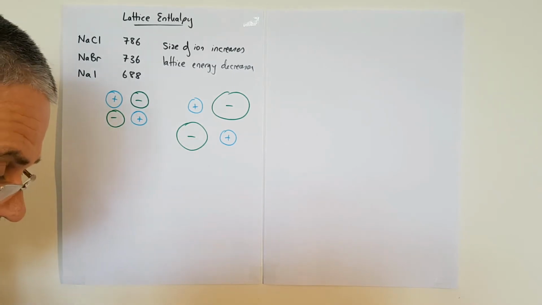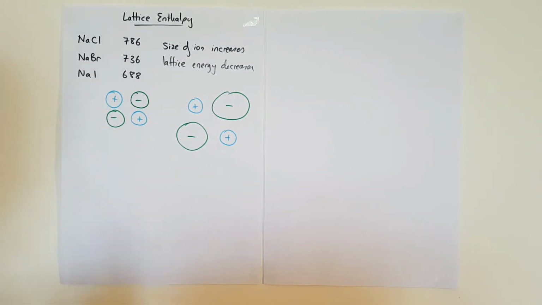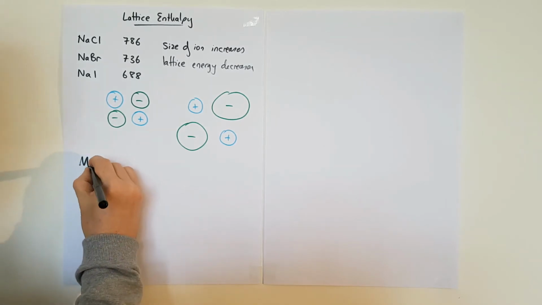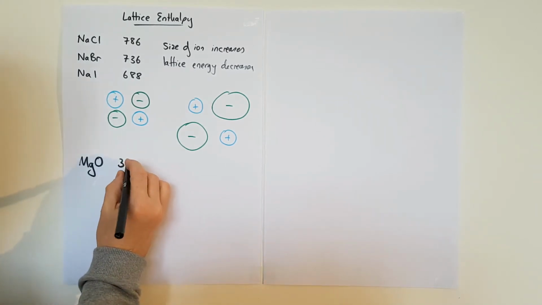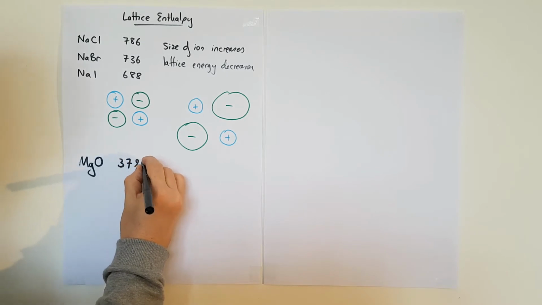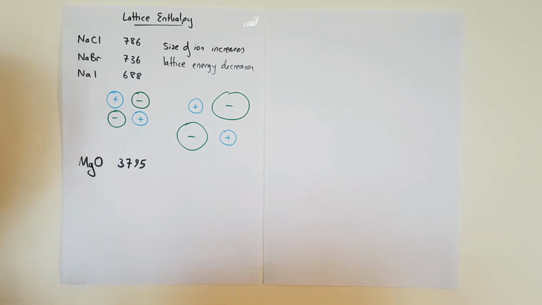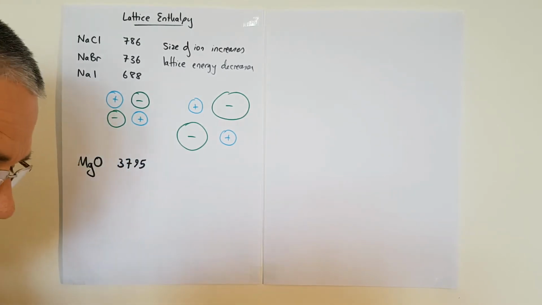What about if we compare it with, what else have I got here? It's a little bit crummy, but it's working. Magnesium oxide. Well, magnesium oxide has a lattice enthalpy of 3795. That's quite a big number. So what's going on there?